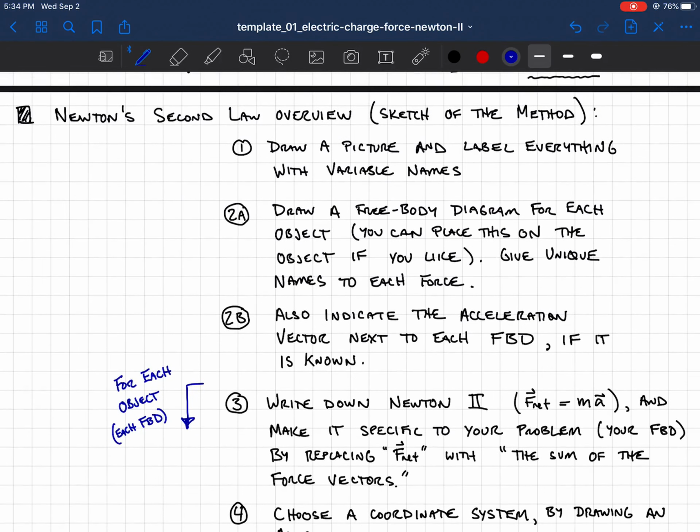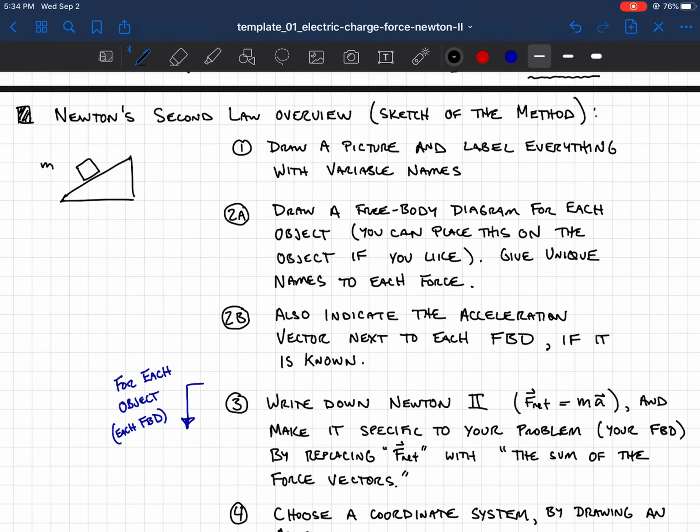So the first thing you do is you draw a picture. Let's just draw something like we might have seen in 230 or in 220. We have an object, a box of mass m on a ramp. And the first step is you draw a picture and you label everything.